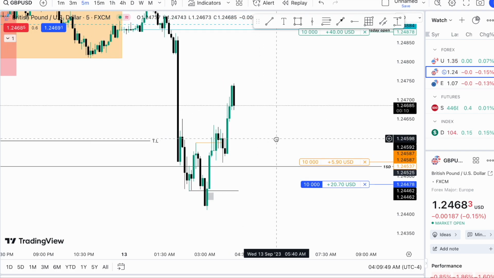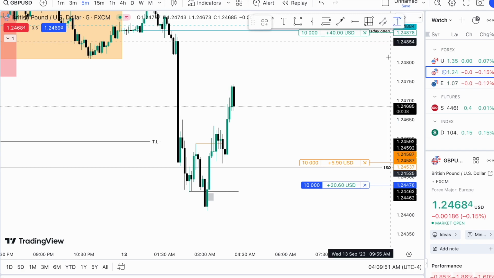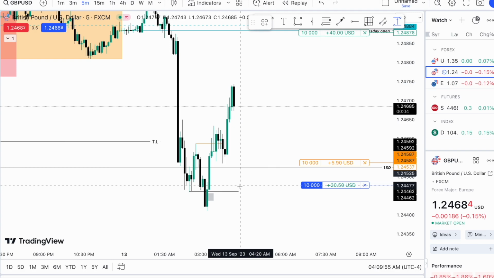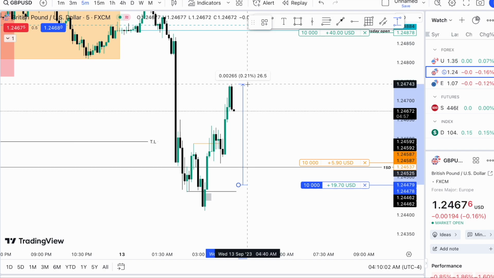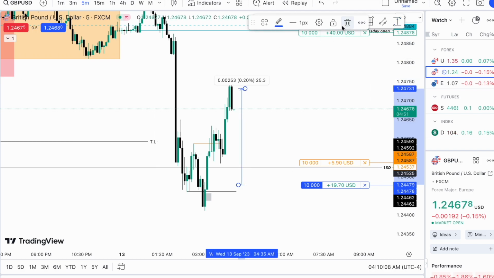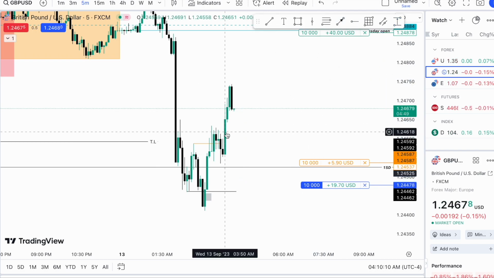So we were able to capitalize on a range of 26 pips. So there's a lot of strength in the standard deviation. It allows you to really be confident in your entries.